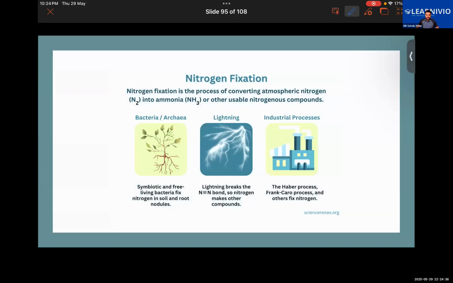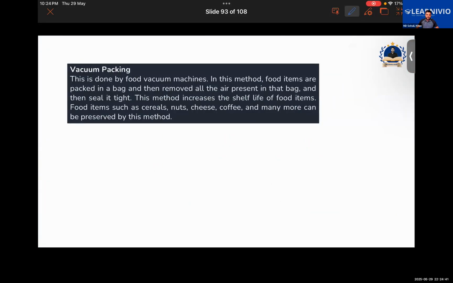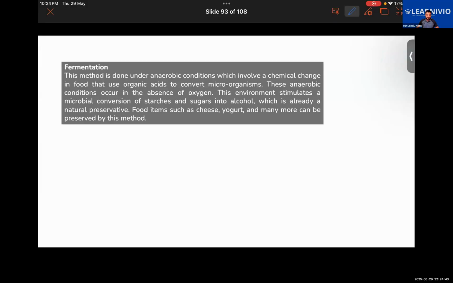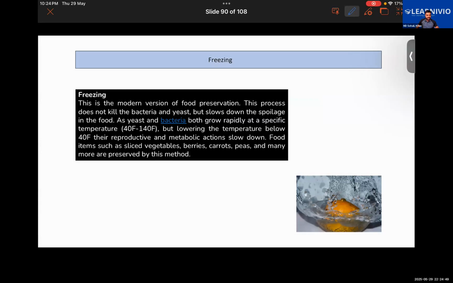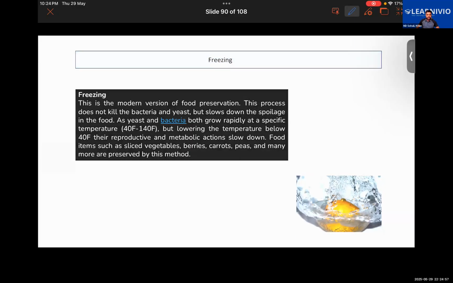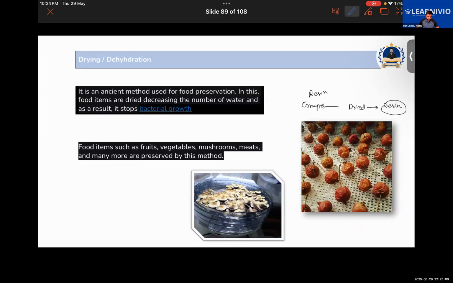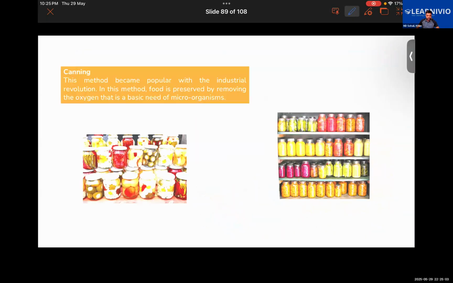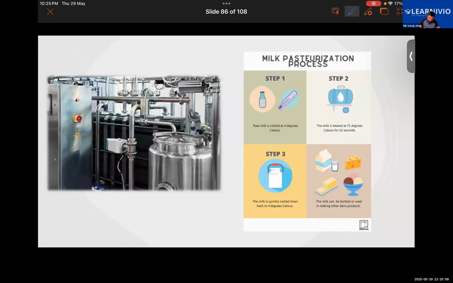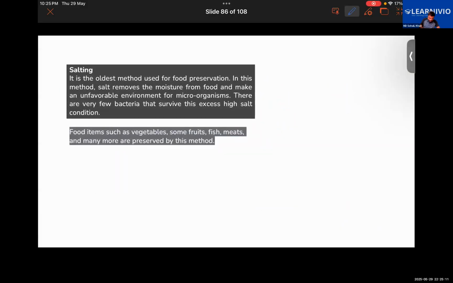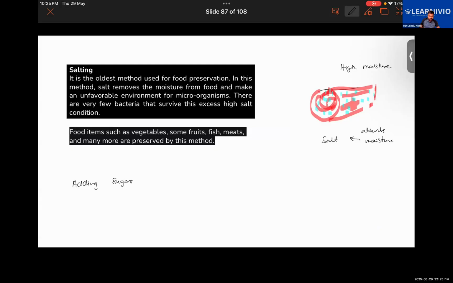Okay. We had one more method, called addition of sugar. Now, you must have eaten fruit jellies, isn't it? Jams, jellies. Sugar can also be used as a preservative in making jams and jellies. Let me write it over here. By adding sugar, food can also be preserved.